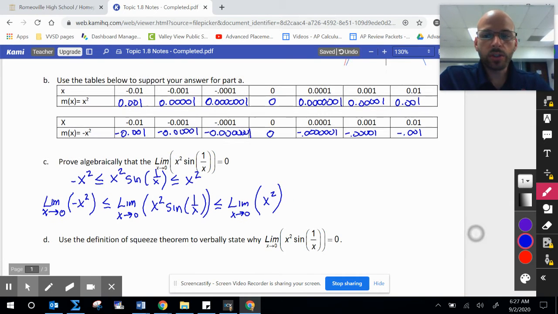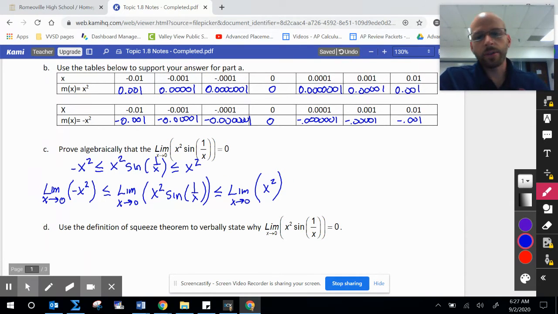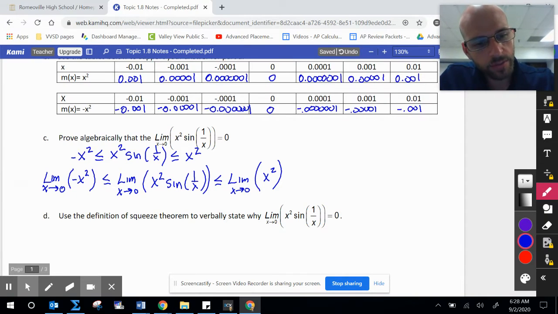Now, we just used the table of values to prove this, and you probably didn't need a table of values, but if I take the limit as x approaches 0 of negative x squared, that's just going to give me the value of 0. Get my stylus working here. Which is then less than or equal to the original problem.